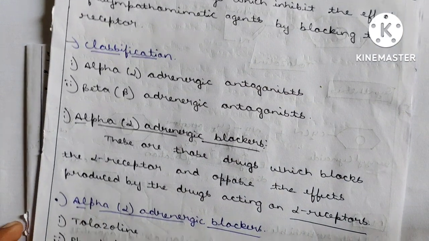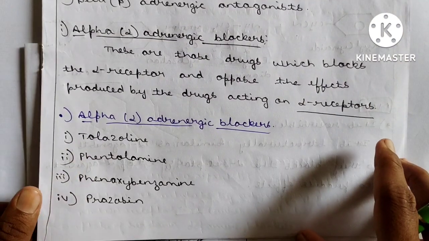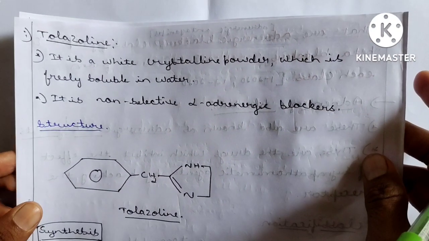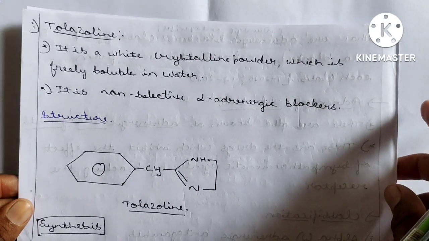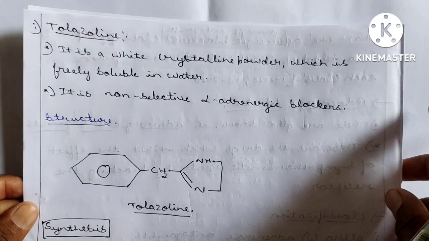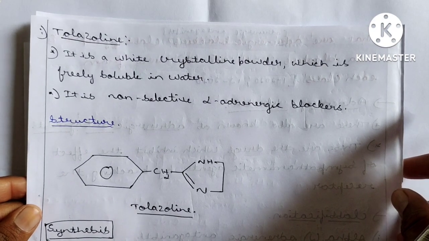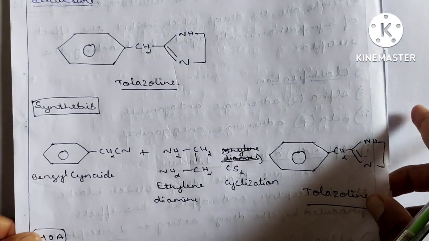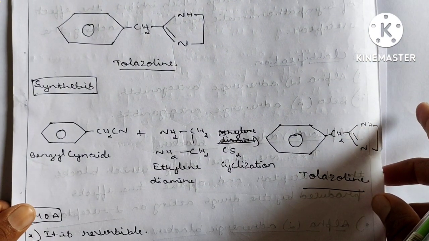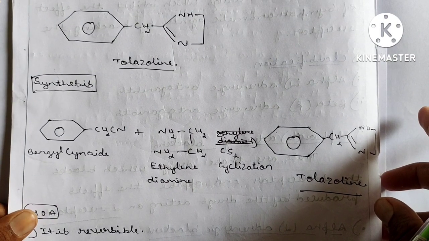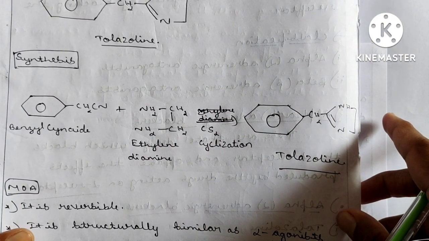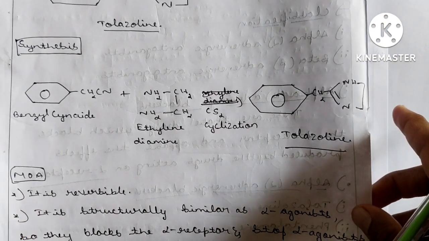Okay, then see, alpha adrenergic blockers, examples: tolazoline, pentolamine, then phenoxybenzamine, prazosin. These are some examples of alpha blockers. Then tolazoline is a white crystalline powder which is freely soluble in water. It is a non-selective alpha adrenergic blocker. The structure of tolazoline: see, tolazoline is synthesized when benzyl cyanide is made to react with ethylenediamine. Cyclization in the presence of CS2, that is carbon disulfide, forms tolazoline.